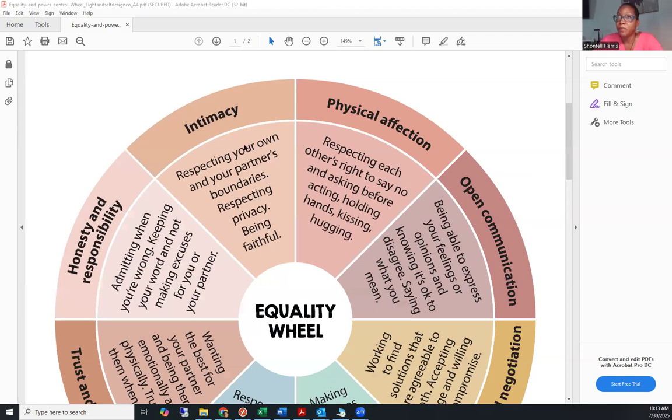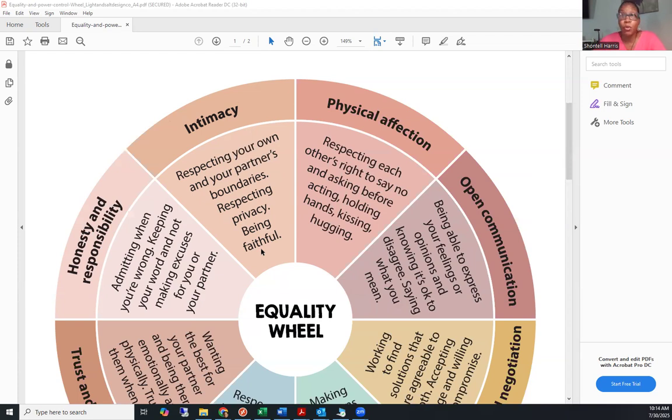We have intimacy: respecting your own and your partner's boundaries. Boundaries is very important. Respecting privacy and being faithful. So this is talking about intimate relationships, like girlfriend, boyfriend, husband, and wife. In this situation, respecting boundaries means if a person is not in the mood to have sexual activity, for example, you've got to respect that and just be faithful.